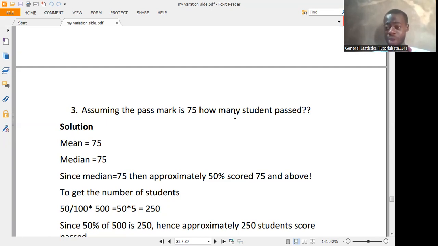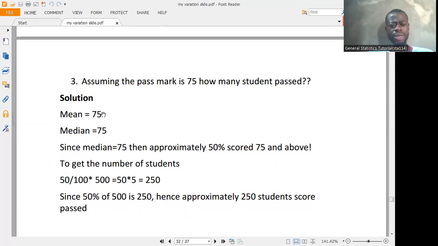That means they are asking the number of students that are going to pass if the pass mark is 75. Now let's see how I'm going to deal with that. If you check the question, you realize that the mean is 75. In fact, this is straight and direct. You don't need to calculate anything. You might wonder why. Let me tell you this.